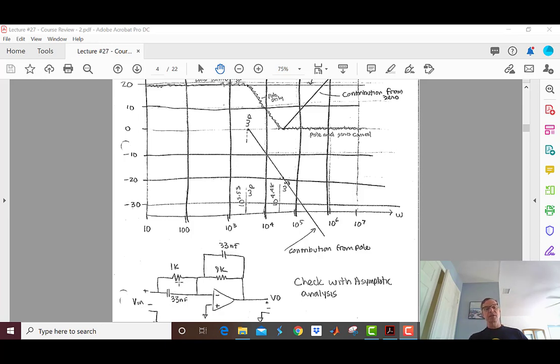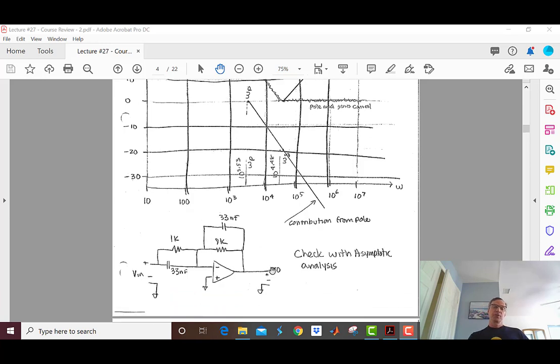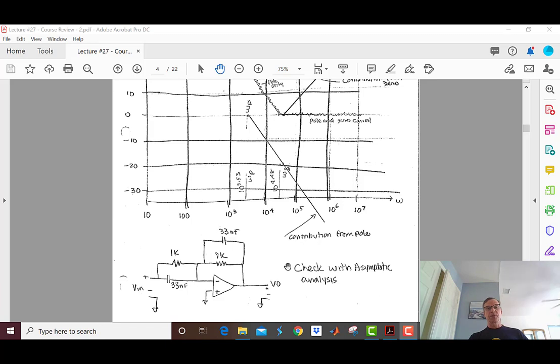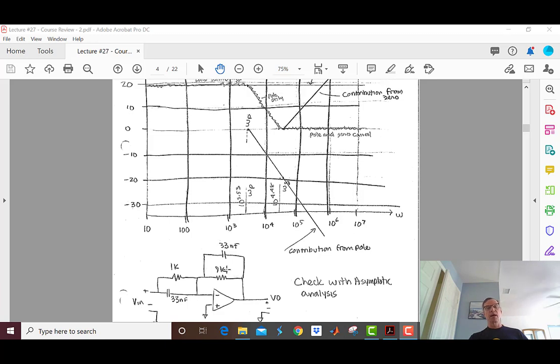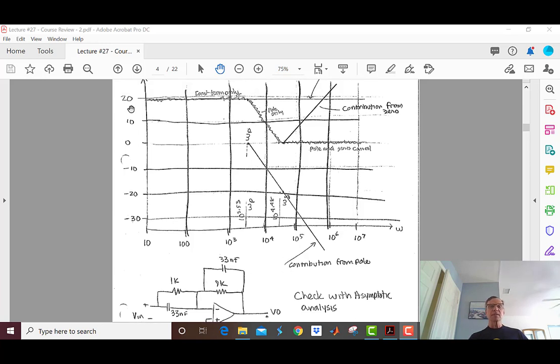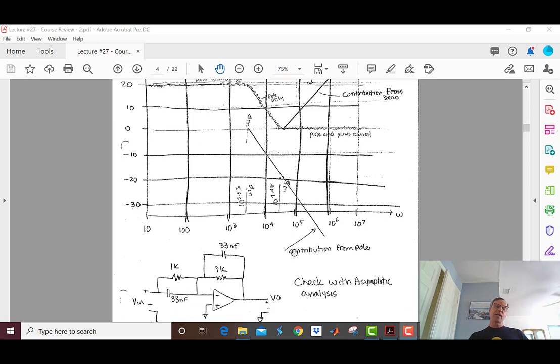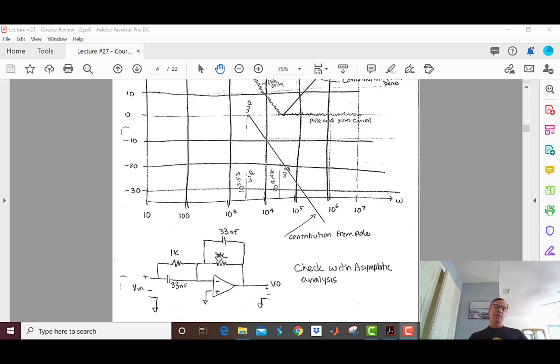So the gain is going to be equal to -9. So 20 times the log to the base 10 of 9, that's 19 dB. I love it. Now let's say that the frequency is infinite.